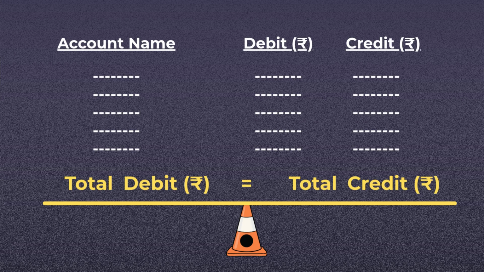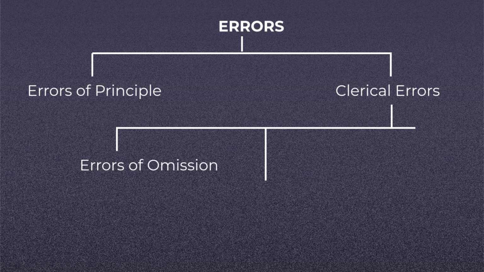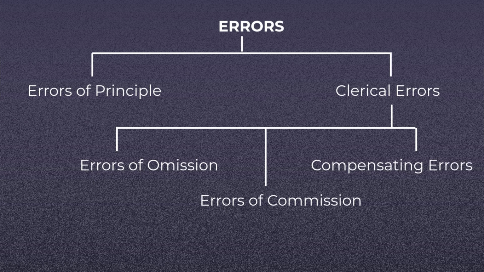Now, let's look at the types of errors not detected by trial balance. In accounting, these errors are broadly classified into two categories. Number 1, errors of principle, and number 2, clerical errors. Clerical errors are further divided into different types like errors of omission, errors of commission, and compensating errors. Let us understand each of them with simple examples.